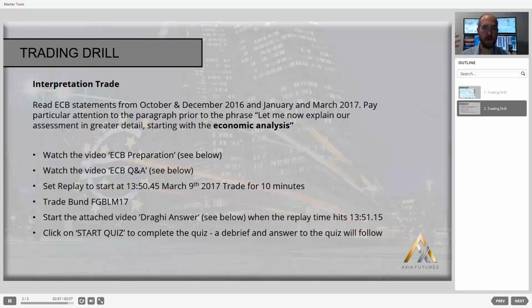Remember from the earlier preparation that we did when we looked at the ECB in 2012, that final flush out of volume, that final flush and final bit of speed can often be your clue to get out of the trade.